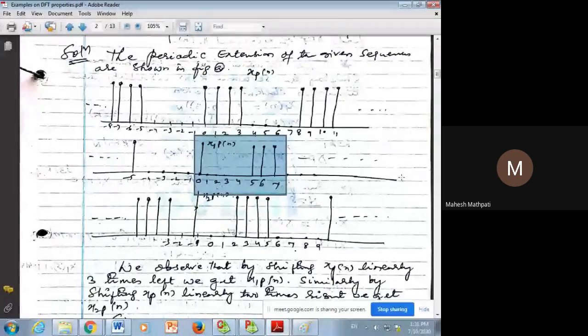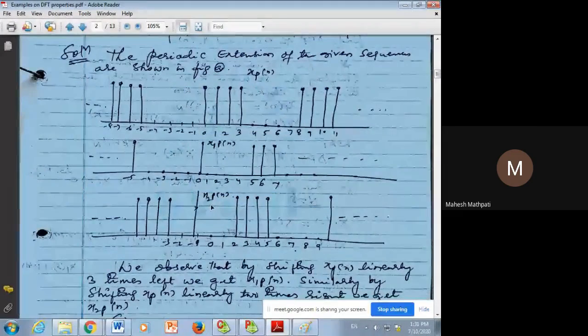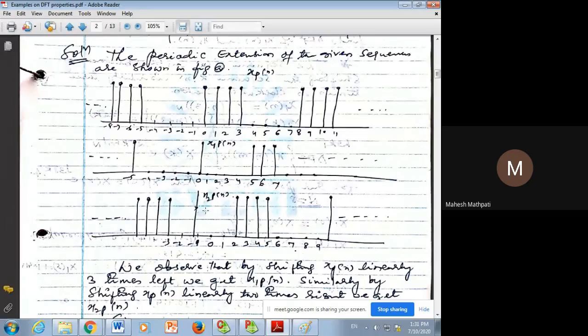And further it is repeating with the same part. Yes or no? Yes, sir. Then second, x2p of n. What is it given? It is given that at 0 it is 0, and at 1 it is 0. It is present for the values 2 to 5, and at 6 it is 0 and at 7 it is 0. So we have represented the given sequence in graphical form.